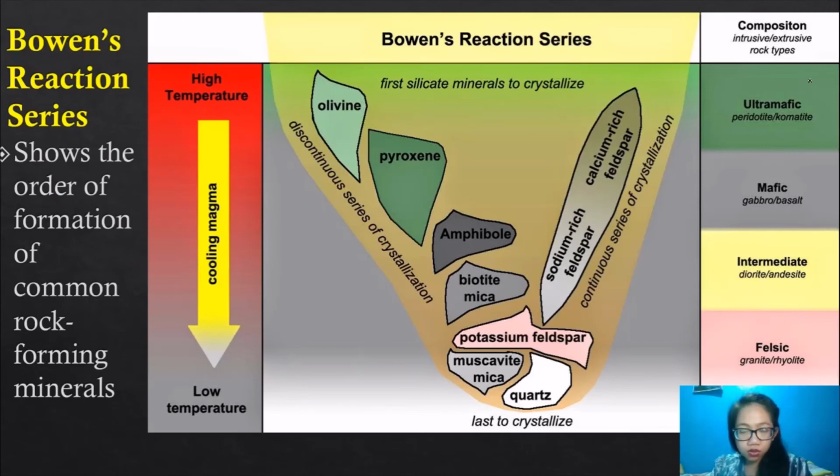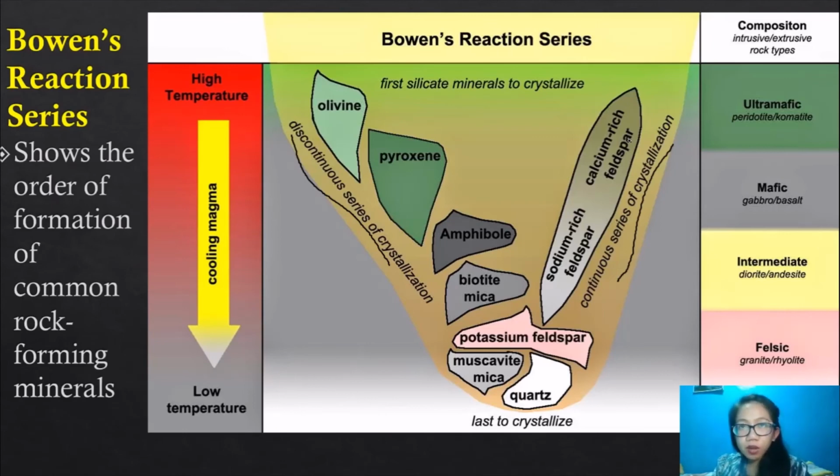extrusive igneous rocks. Okay, so what is the middle part saying though? You have here your discontinuous series of crystallization and your continuous series of crystallization. So let's go to the right side because that's easier. Okay, so according to the Bowen's reaction series, remember that when it comes to magma, they are made up of molten minerals and rocks.